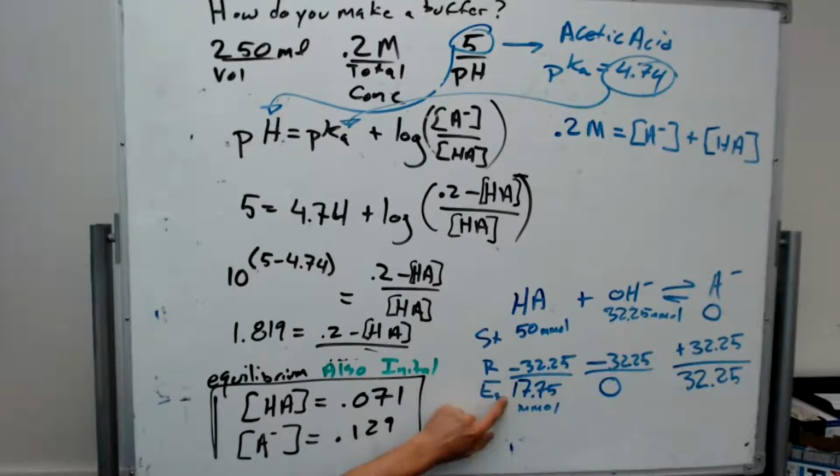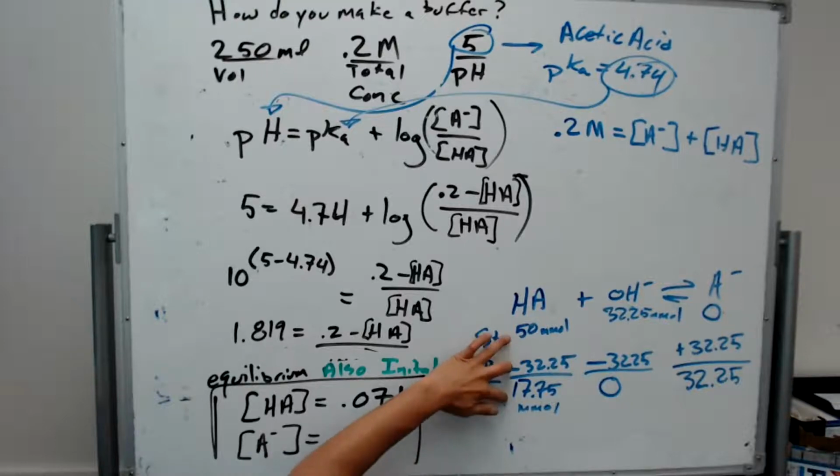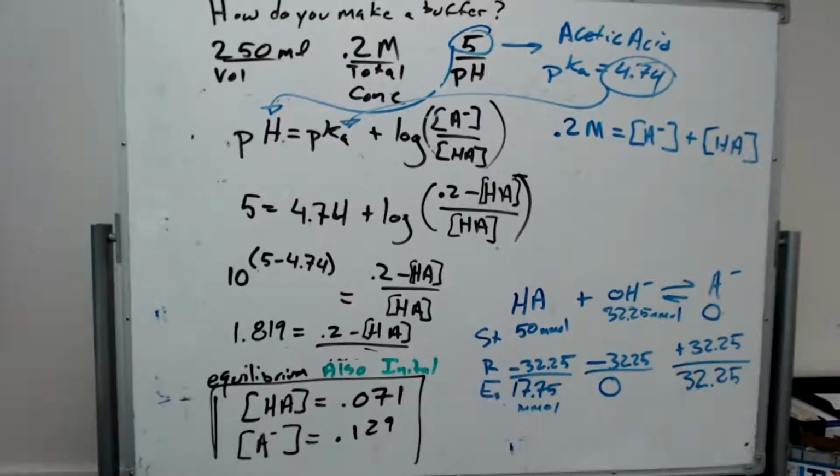We knew that we wanted 17.75 millimoles left over, so those two numbers added together must be the total amount. There's two important equations that we can think about here. I'll just write MOS instead of moles.